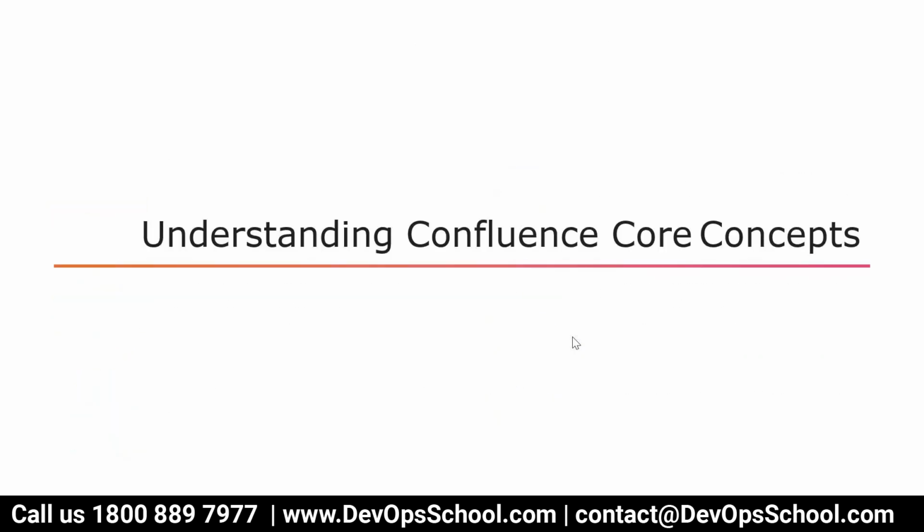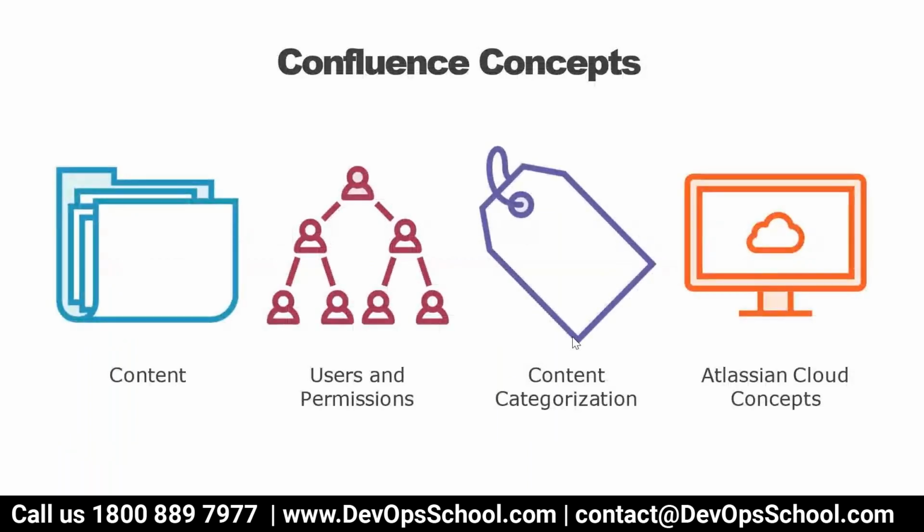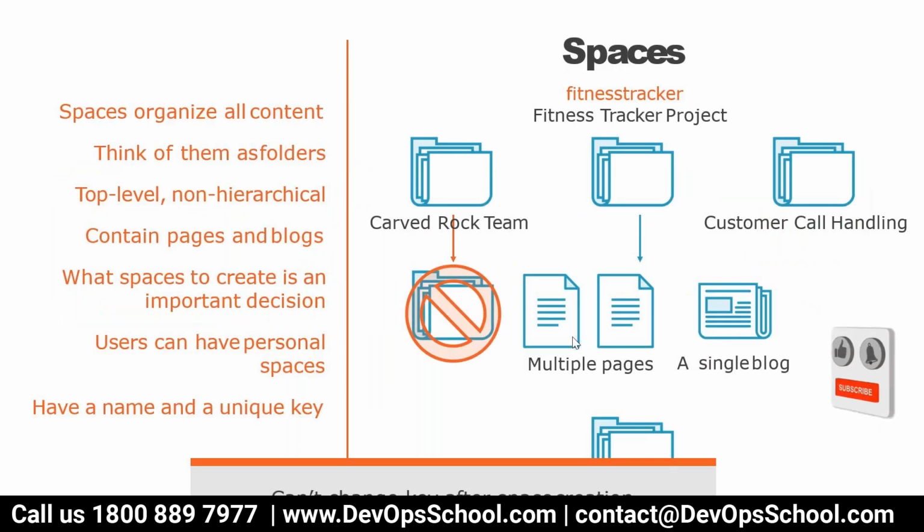So let's understand the core concepts of Confluence. In Confluence, you have content, which is nothing but pages and their structure: you have pages, posts, blogs, spaces. That is how you organize the content. Then we have users and permissions as well, and content categorization and so on.